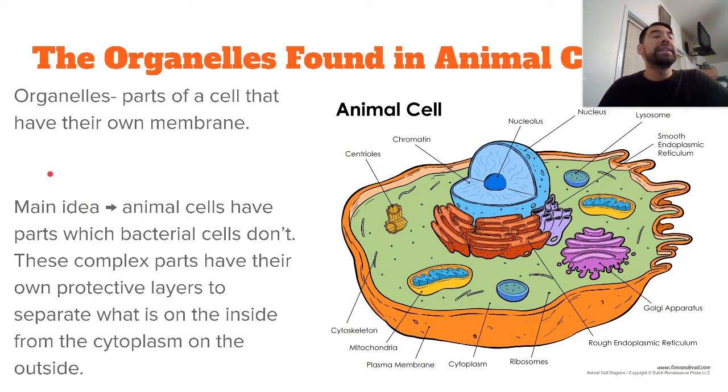So the main idea here is that animal cells have parts which bacterial cells don't. They have many more parts. And these parts are more complex because they have their own protective layers to keep certain things inside and the cytoplasm and the rest of the cell on the outside. So let's learn about some of the important organelles, starting with the nucleus.